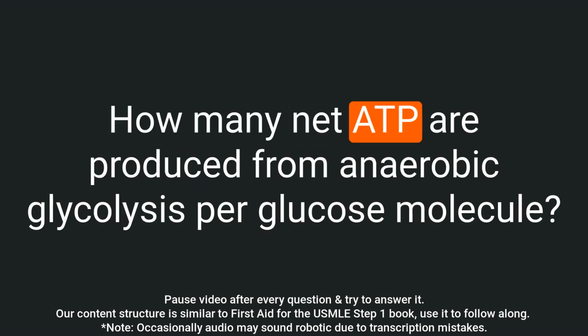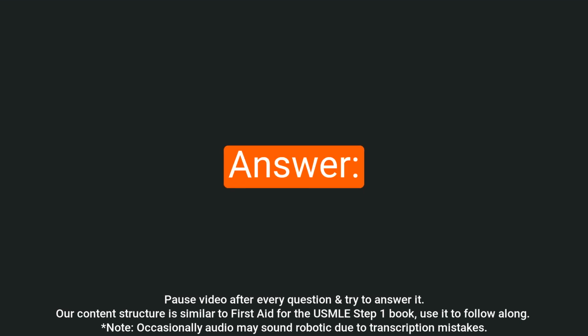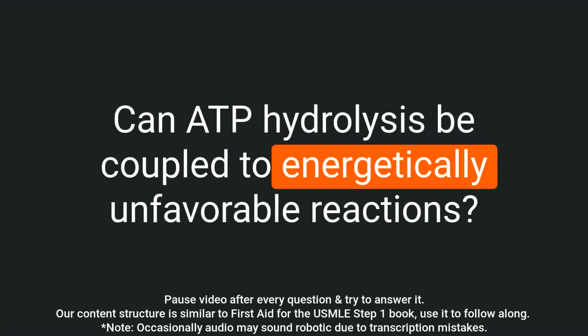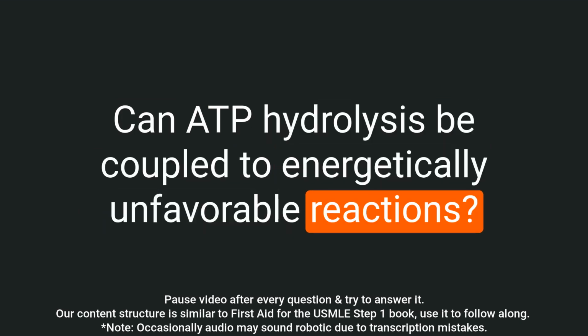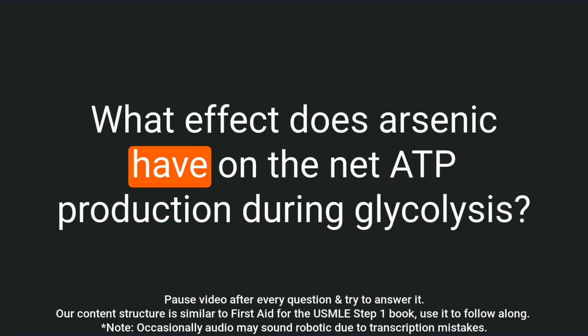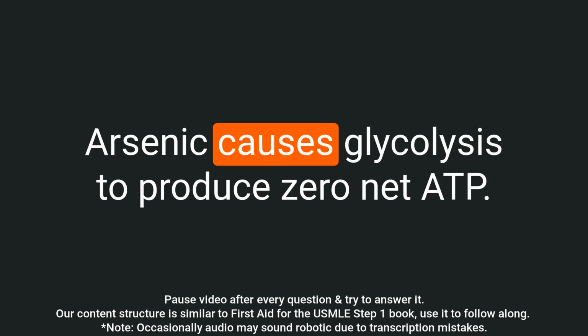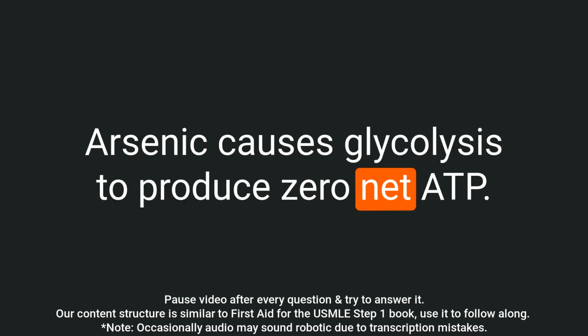Question: how many net ATP are produced from anaerobic glycolysis per glucose molecule? Answer: 2 net ATP. Question: can ATP hydrolysis be coupled to energetically unfavorable reactions? Answer: yes, it can. Question: what effect does arsenic have on the net ATP production during glycolysis? Answer: arsenic causes glycolysis to produce 0 net ATP.